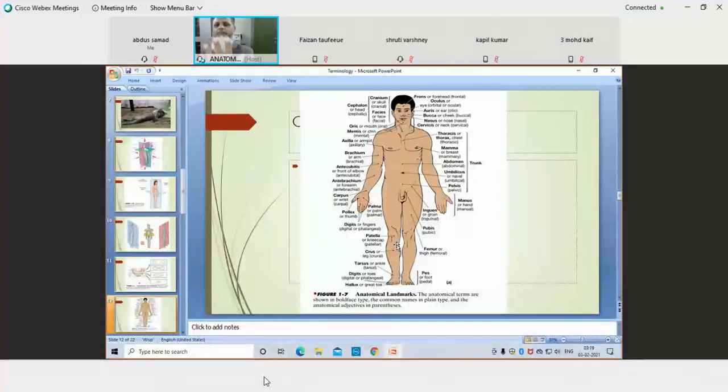If I change the reference point, then medial and lateral will change. Now the reference point is my ring finger. With respect to the ring finger, my middle finger will become medial and index finger will become lateral. Have you got it? Yes, sir. Thank you. Any confusion? Any query by any students? Should I move ahead?